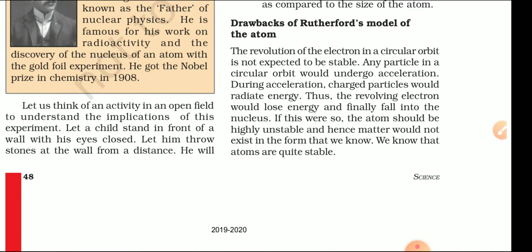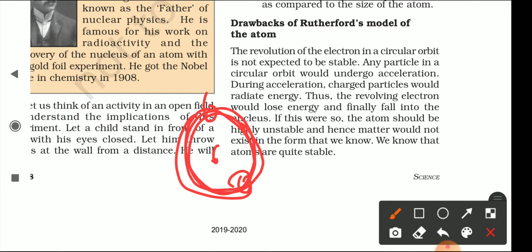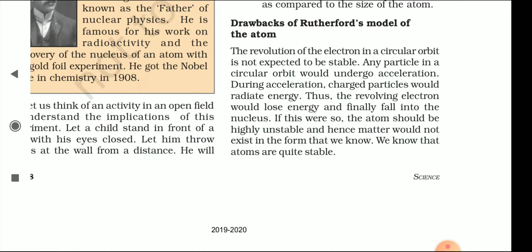Now what will happen? Just suppose this is the nucleus and the electrons are revolving around the nucleus. Whenever anything is taking a revolution around anything, it loses energy. Definitely this electron is going to lose energy, and when it has lost the energy, one time will come when this electron will fall on the nucleus, and then the existence of the structure of the atom will end. This is the main drawback of Rutherford's model.